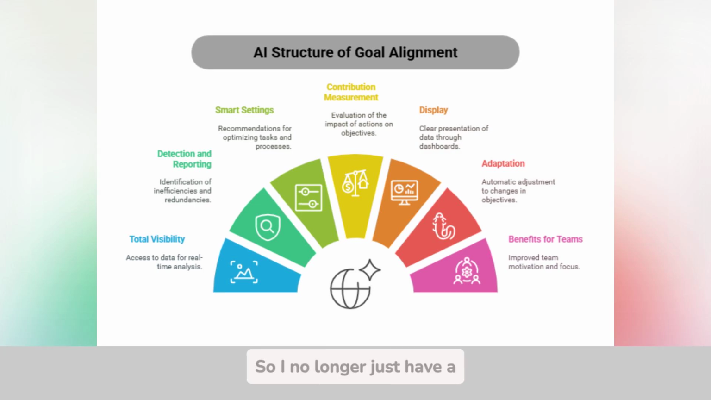Perfect. So I no longer just have a system that executes. I have a system that thinks strategically, adjusts tactically, and ensures that every step contributes to the overall result. That completely changes the way I lead a company. That's right. And with that, the next logical step is to close the loop. Record, communicate, and align all that effort with the right people.